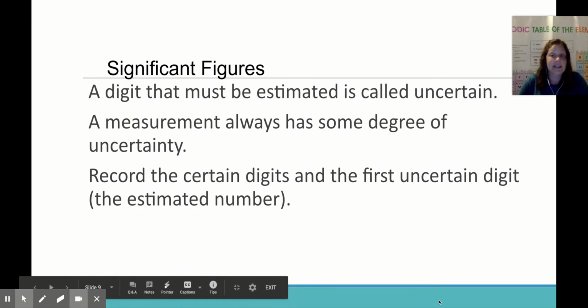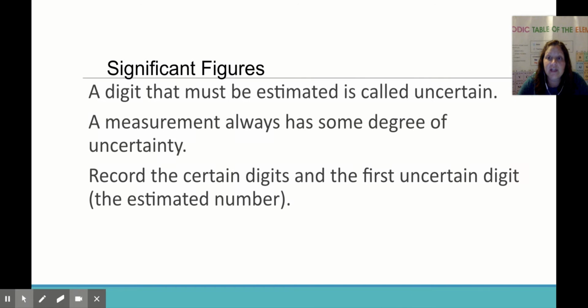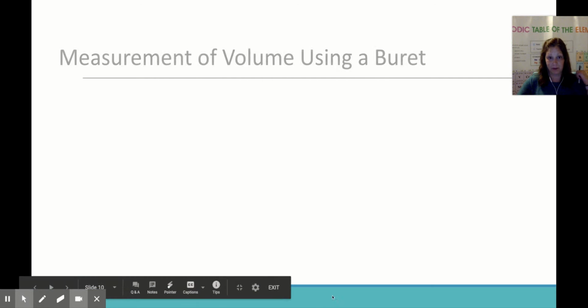The next lesson is going to be about significant figures. And when we're talking about significant figures, there is a series of rules that we use to tell us how uncertain a measurement is. And the more significant figures that a measurement has, the more levels of certainty we have in that measurement. This is based on the device that's used to make the measurement.